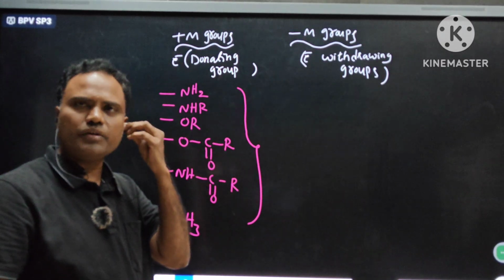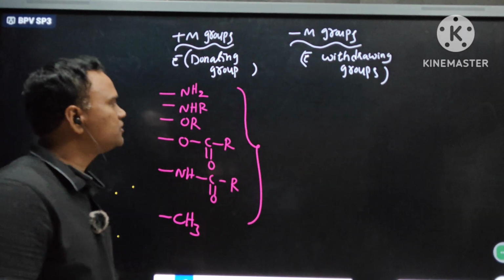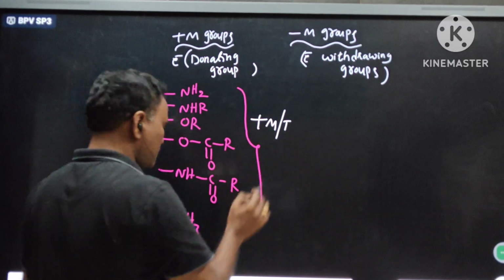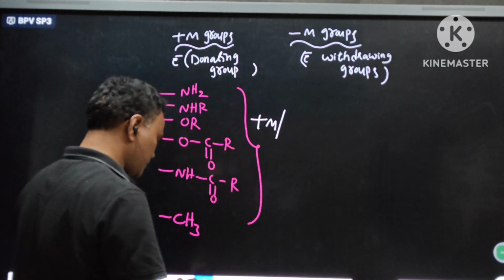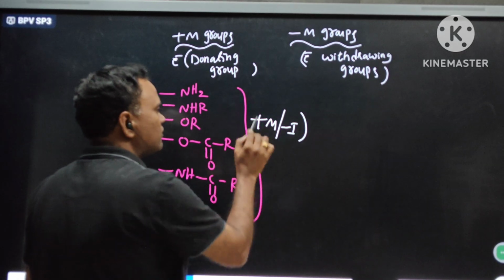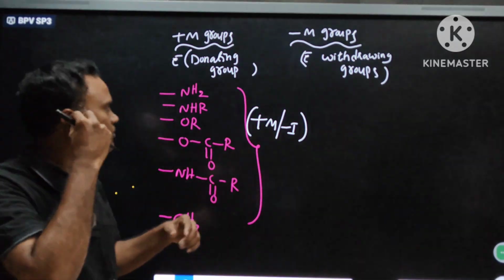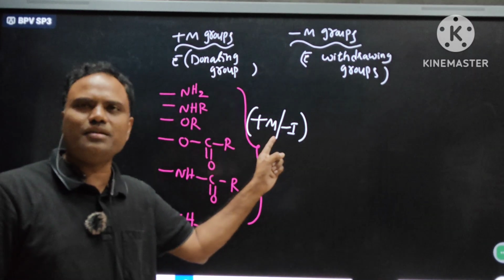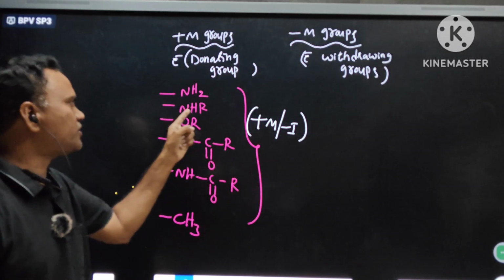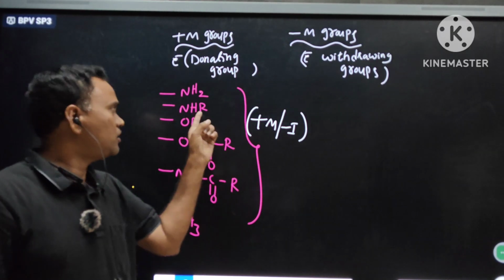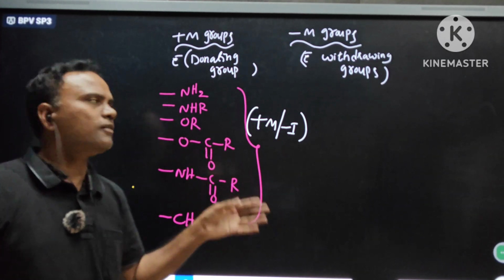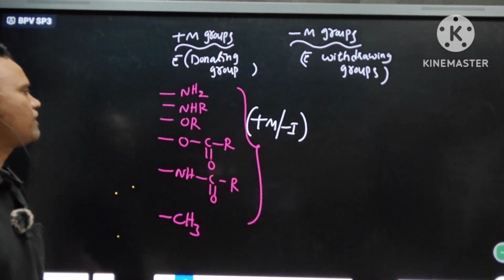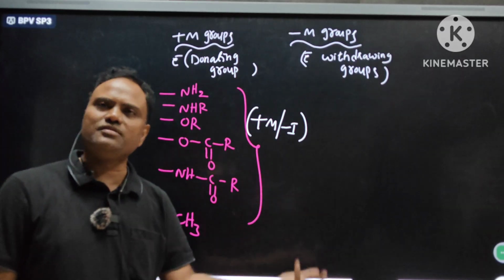Every plus M group also has plus I. Every plus M group also has minus I effect. Very important. Now see, if I ask you, what is the effect shown by NH2? You should say these are plus M as well as minus I. What is the effect shown by NHR, where R is a methyl or ethyl? Effect shown by NHR: plus M as well as minus I. OR: plus M as well as minus I.